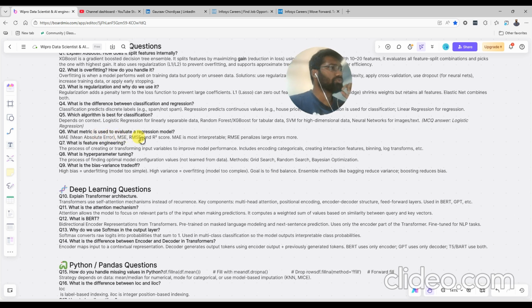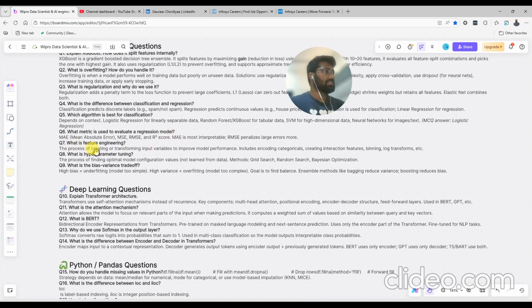what metrics are used to evaluate a regression model? This is one of the important questions which is mostly asked in every single interview, not only at Infosys, any interview. So mean absolute error, mean squared error, root mean squared error, and R2 score. MAE, mean absolute error, is the most interpretable, and root mean squared error penalizes large errors more. So these are the metrics when we develop the regression model.